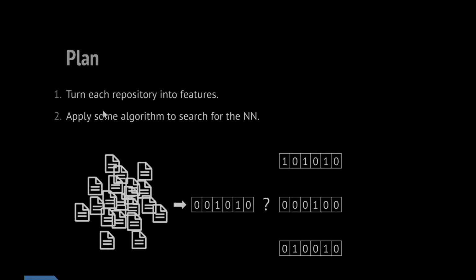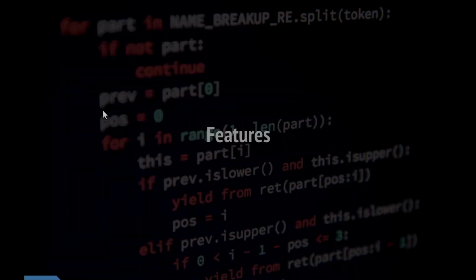This is our plan, how we're going to find similar repositories. It's very simple, just two steps. The first is you need to find a way to turn every GitHub repository into features. And these features are going to be just a fixed dimensionality vector, like 300 dimensions or so. And after you do that, you just find nearest neighbors and get your similar repositories.